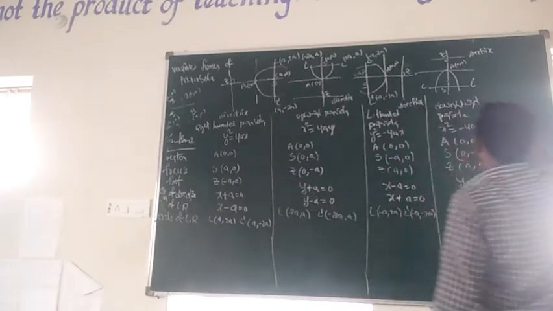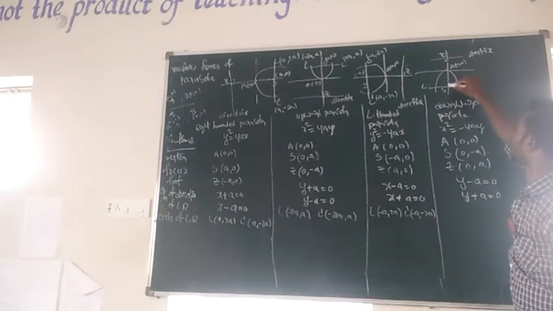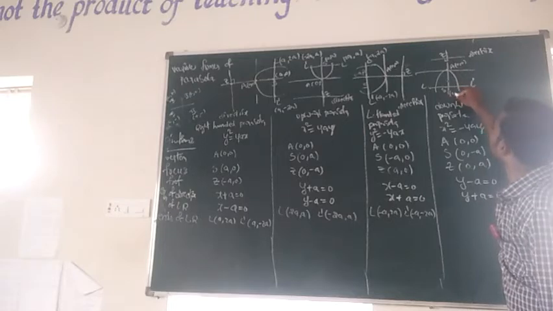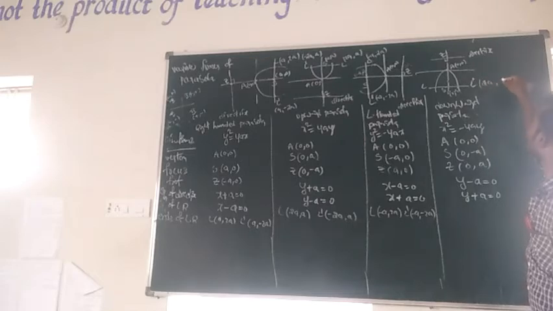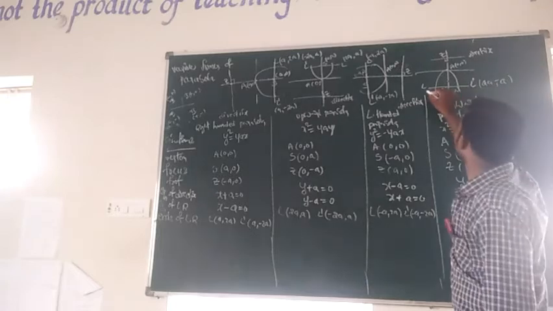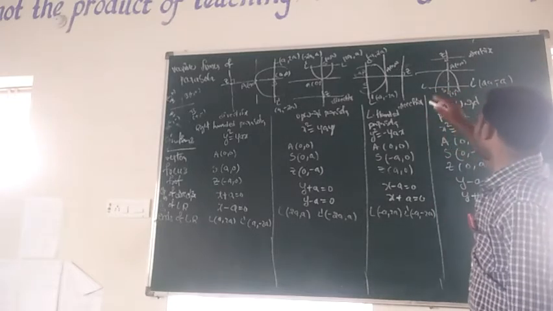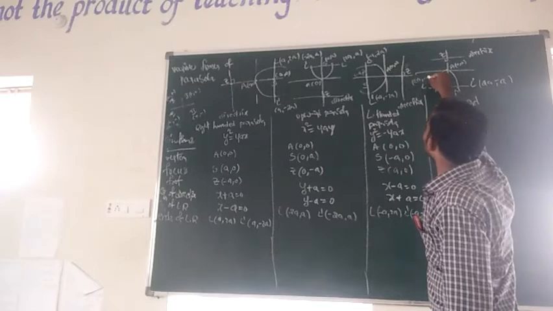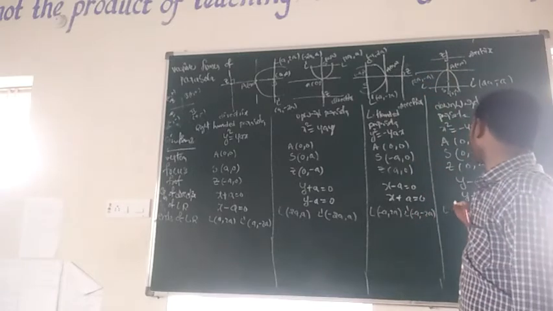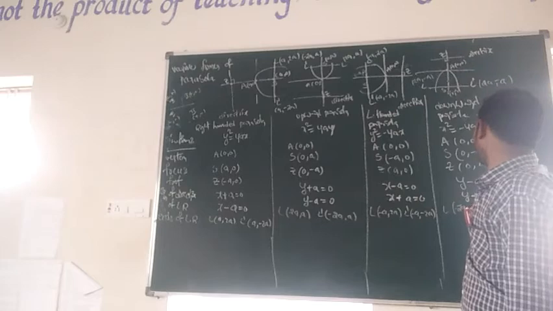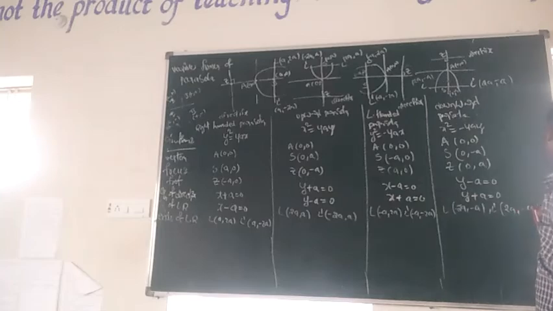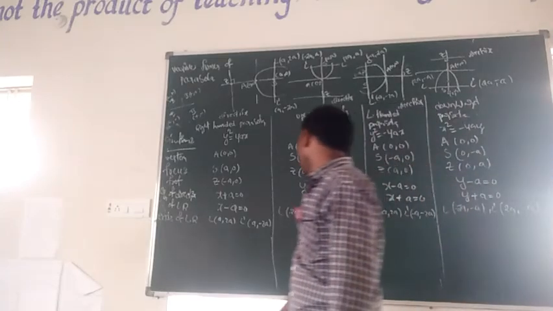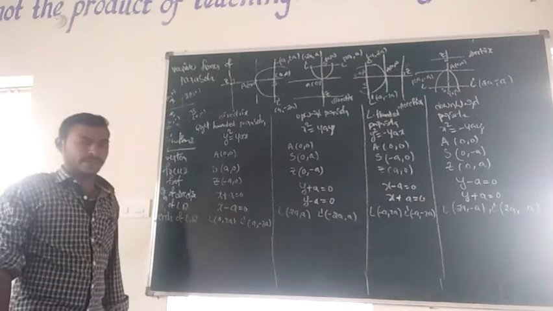In the last one, the focus is 0 comma minus a. Now here 2a comma a. In the fourth quadrant the y sign is negative. In the third quadrant the value is minus 2a comma minus a. So L is minus 2a comma minus a and L dash is 2a comma minus a. These are the ends of latus rectum.